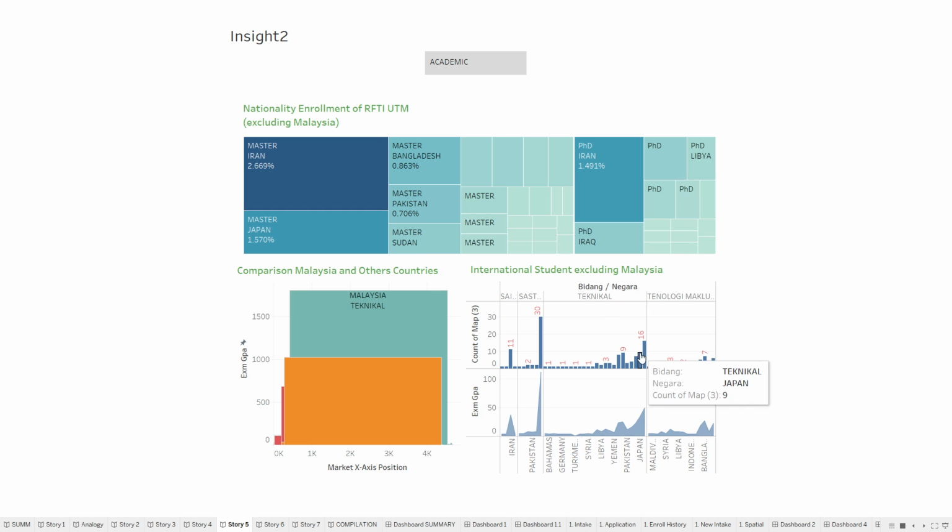International students are mostly in the technical field, but the best thing that can be seen here is that Iran does the literature and social field more compared to others. And this is the technical field for Iran also. And next we go to the story.